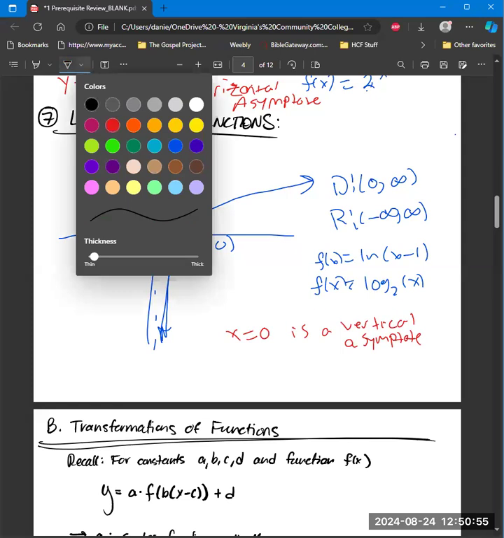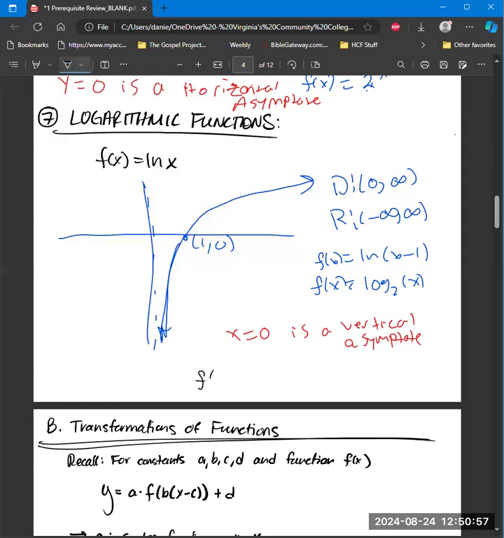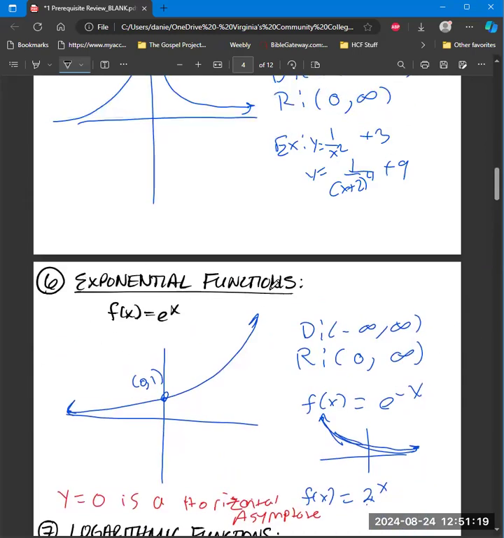And also note here that f of x equals log base 10 of x is written as the common log of x. This is the same thing as log base e of x. So remember that the natural log is log base e related to this function up here.